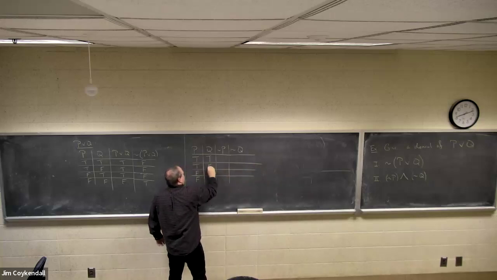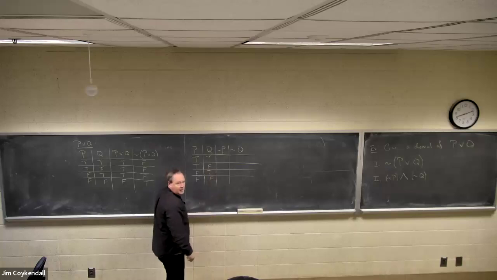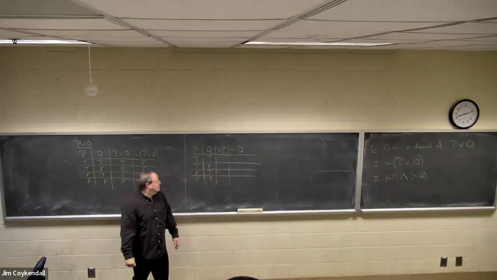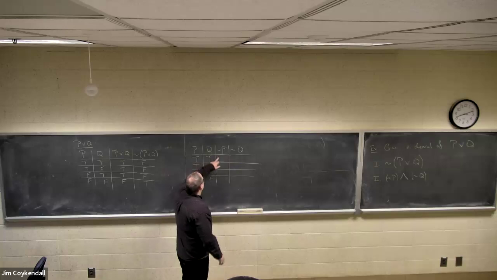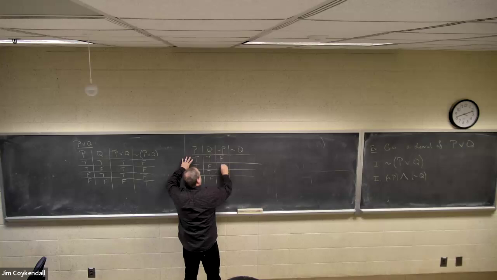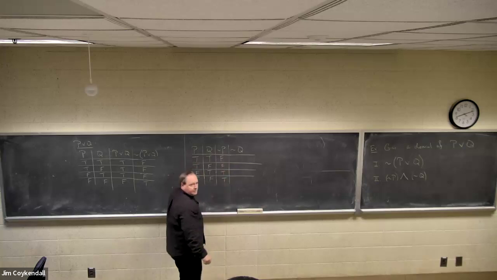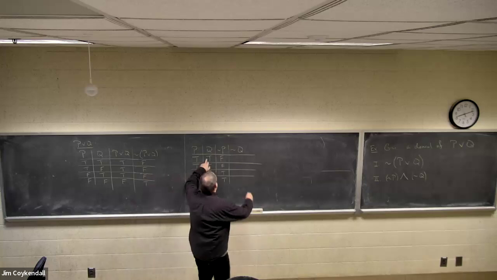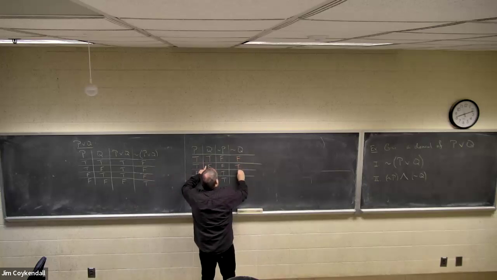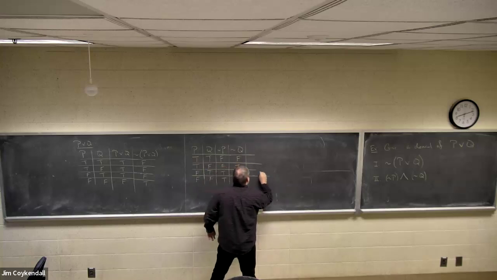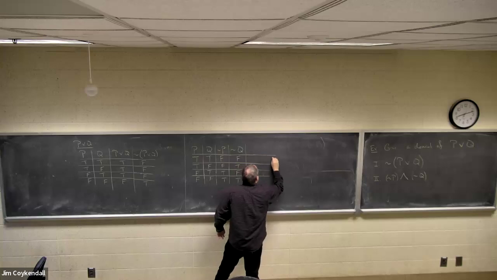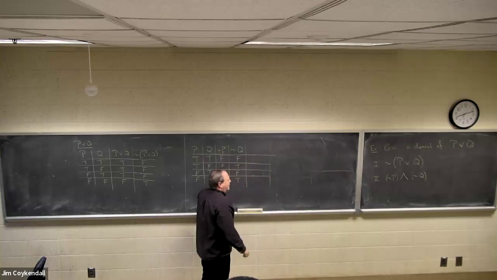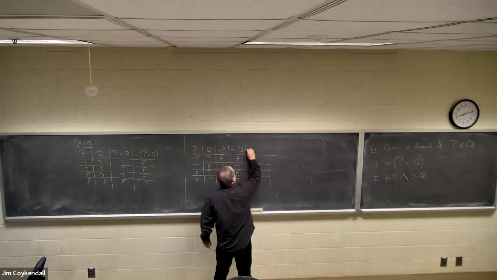False. Okay, there are possible P and Q. So not P should reverse this first column. Not Q should reverse the second column: false, true, false, true. And let's see what we get here: not P and not Q.